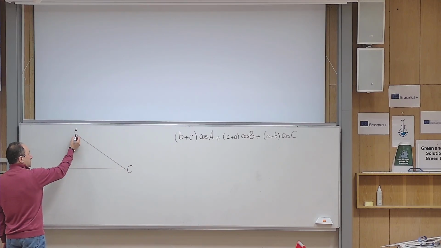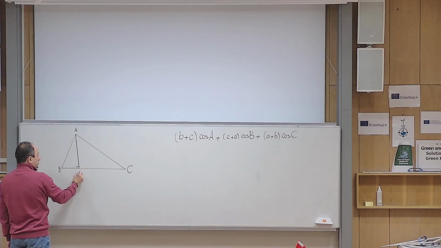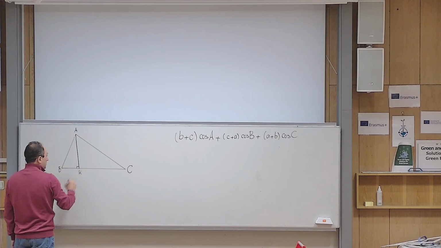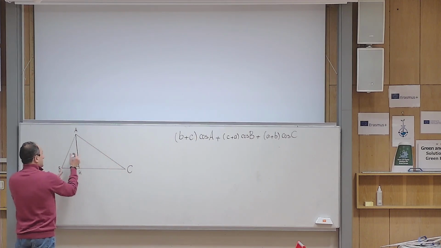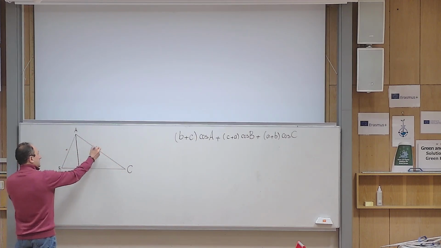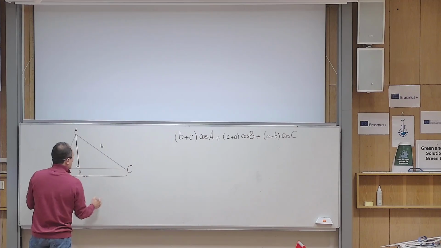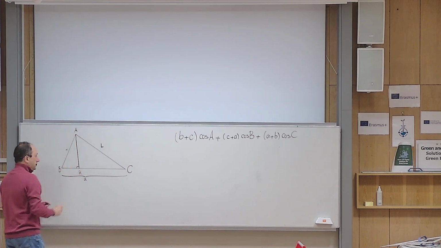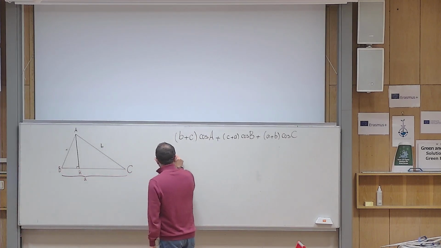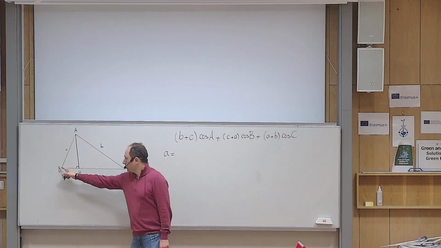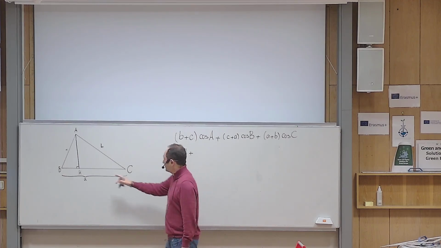Let me just draw this one, and then, of course, I will have two right angle triangles. Let me call this H. As usual, the length of the side opposite to capital C is denoted by little c, and this is little b. From here to here will be denoted by little a. Immediately you realize that this length a can be considered as two pieces: one from B to H plus the other from H to C.